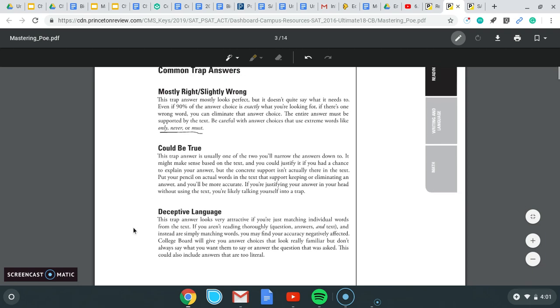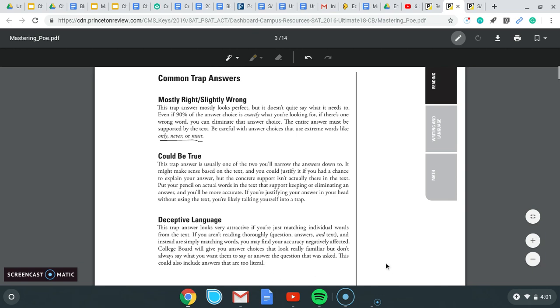The third type of trap answer is the deceptive language trap. And this is pretty common if you're just matching words and phrases from what you've seen in the text to the answer choices. So they're going to give you choices that look really familiar or have words that look very similar. That's going to be a way that they try to trick you, especially because if you haven't read, which you aren't because we're teaching you not to, those might be a way to trick you. So these three trap answers are pretty common and you need to watch out for them.